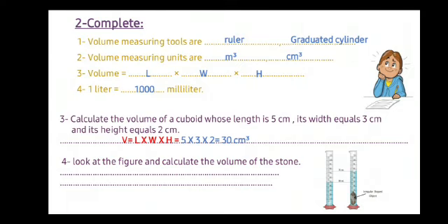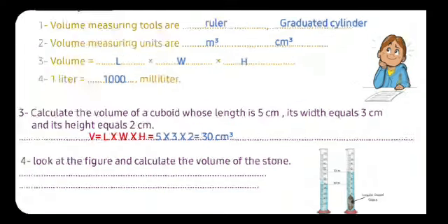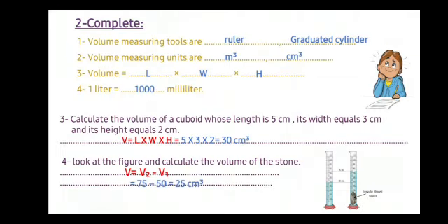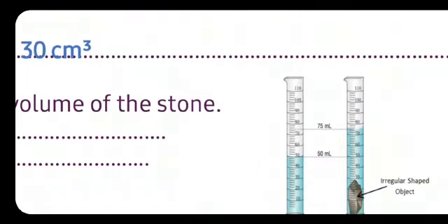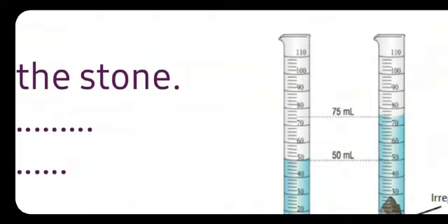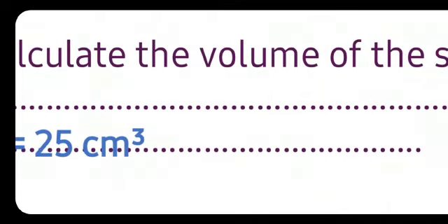Okay, Junior 4, the last question. Look at the figure and calculate the volume of the stone. V1 equals 50 milliliters and V2 equals 75 milliliters. So V2 minus V1 will be 25. But it's not cubic centimeters. It will be 25 milliliters because the graduation here is in milliliters. So cubic centimeter is a mistake. Sorry for this mistake. It's 25 milliliters.